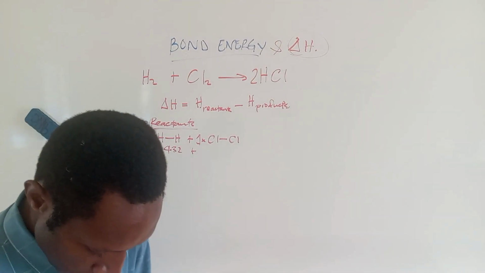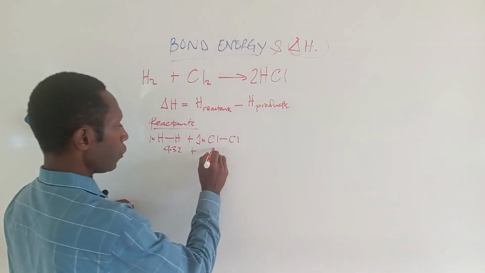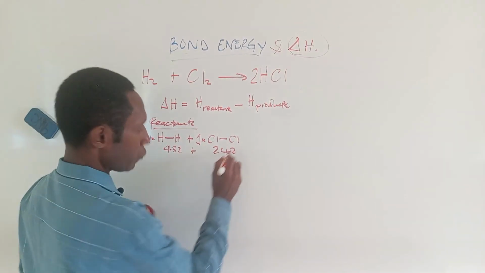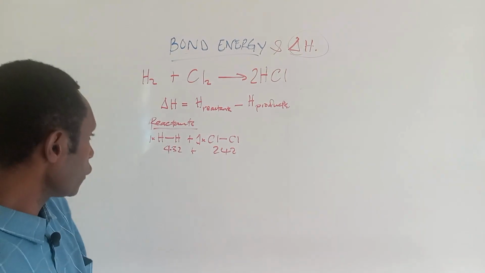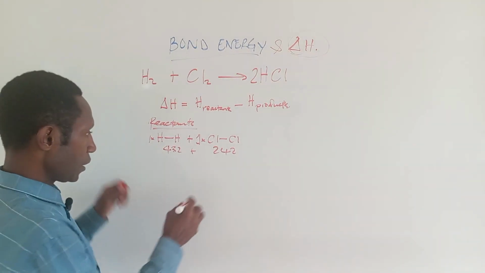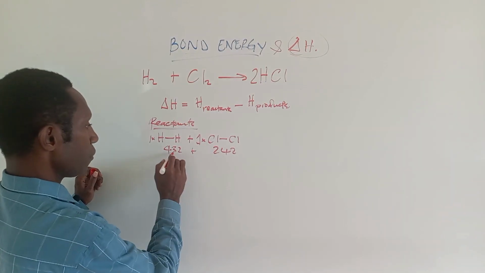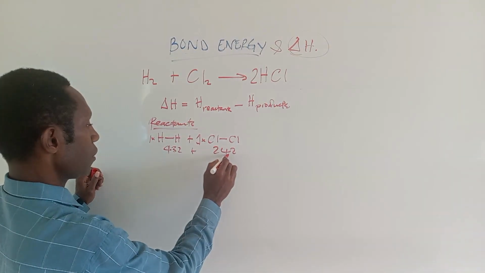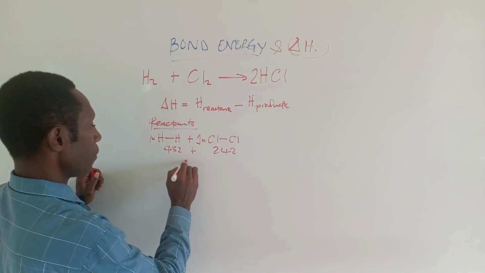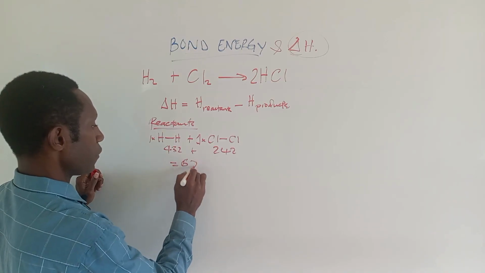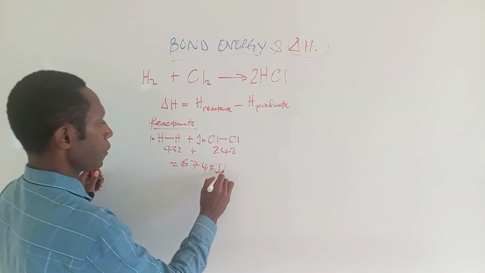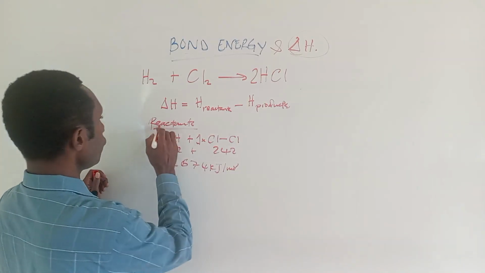Alright, for Cl, it's 242, sorry, 242. So we add them up to be 674, okay? We add this one, 70, total will be 674 kilojoules per mole. That's for reactants, okay?